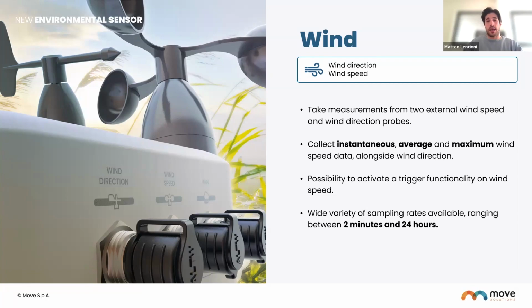There's also the possibility to activate a trigger functionality. So you can set a threshold. If that wind speed is surpassed, you get an acquisition. And in terms of sample rate, you can set the sensor to work on a wide range of sample rates from 2 minutes to down to 24 hours. The 2 channels will share that sample rate. So at that specific sample rate, what you will get is an acquisition from both wind direction and wind speed at the exact same time, so they can correlate the data.